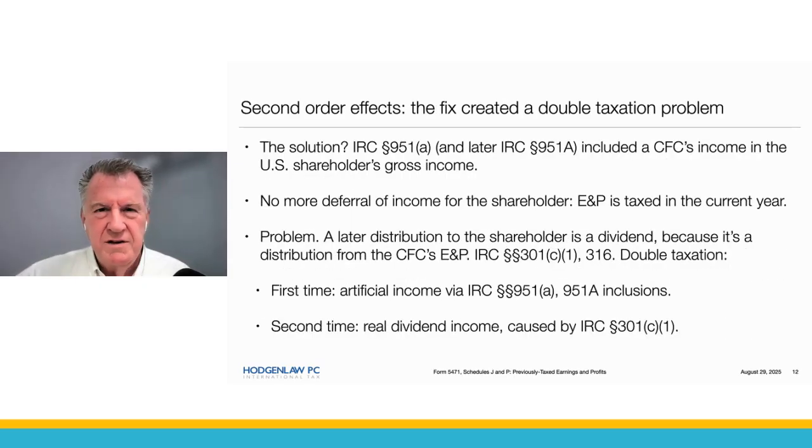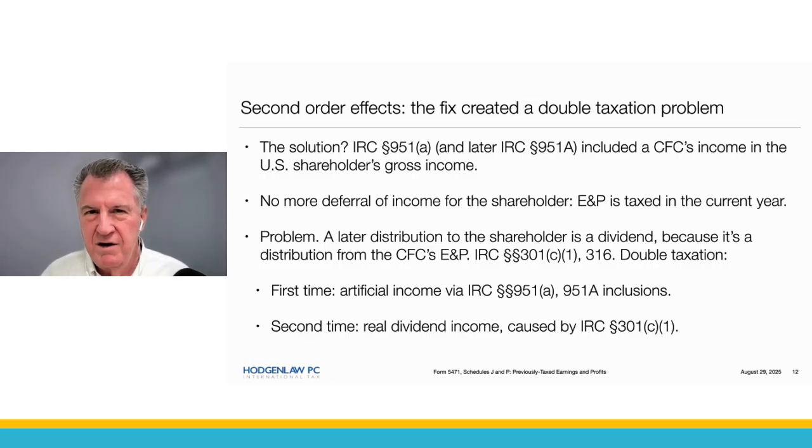All right, so this creates second order effects, right? So if in 2025 that Bermuda corporation has $500,000 of dividend income, and the U.S. shareholder is taxed on $500,000 of dividend income. And then in 2030, the Bermuda corporation distributes $500,000 to the shareholder. Well, that's a distribution out of earnings and profits. And Section 301(c)(1) says, hey, presto, you got a dividend and you, the U.S. shareholder, have dividend income. So double taxation.